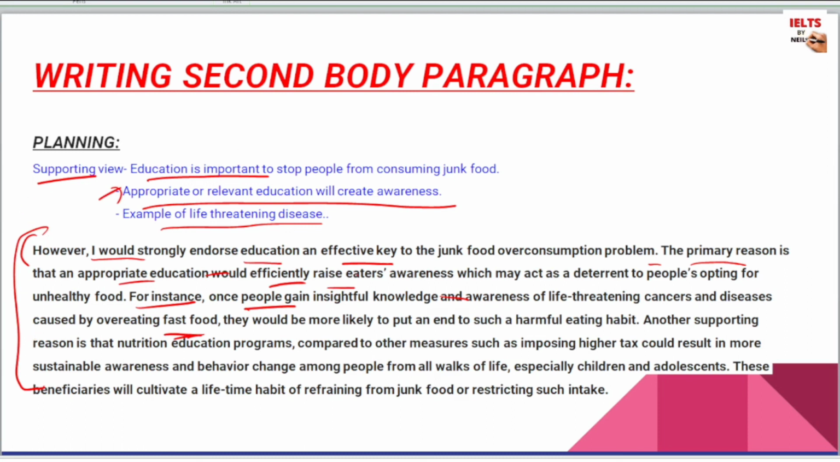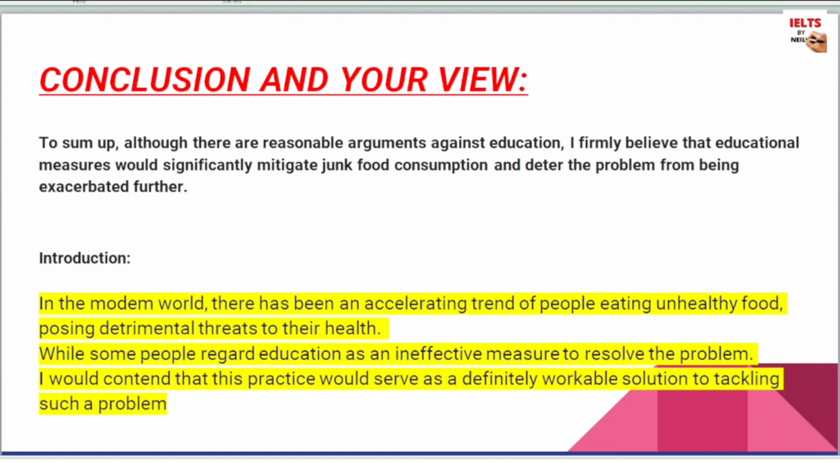So until now I have done the introduction with the paraphrase. I've done the first body paragraph with the first view and with the example, and I've done the second body paragraph with a second view and example. Now it's time to write the conclusion. In the conclusion, you just have to write the key points. I firmly believe, and this is my opinion, I firmly believe that education measures would significantly mitigate junk food consumption and deter the problem. So I'm supporting that yes, education will work.